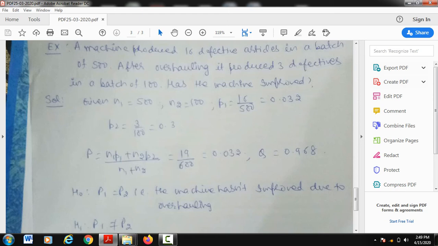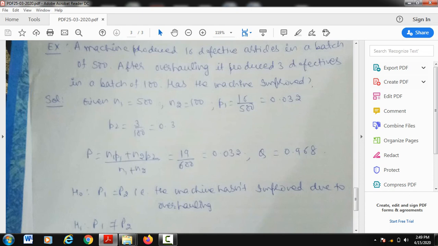So what are we given? n1 is equal to 500, n2 is equal to 100. p1 is 16 defective out of 500, so it is 16 over 500, which comes to 0.032, and p2 is 3 defectives in a batch of 100, that is 3 over 100, which is 0.03. So students, here we don't have the value of P. So I will evaluate it using the formula n1 p1 plus n2 p2 over n1 plus n2. Please write down all the values and verify the calculation. I am getting capital P as 0.032. Now I will evaluate capital Q. Capital Q is 1 minus P, that is 0.968.